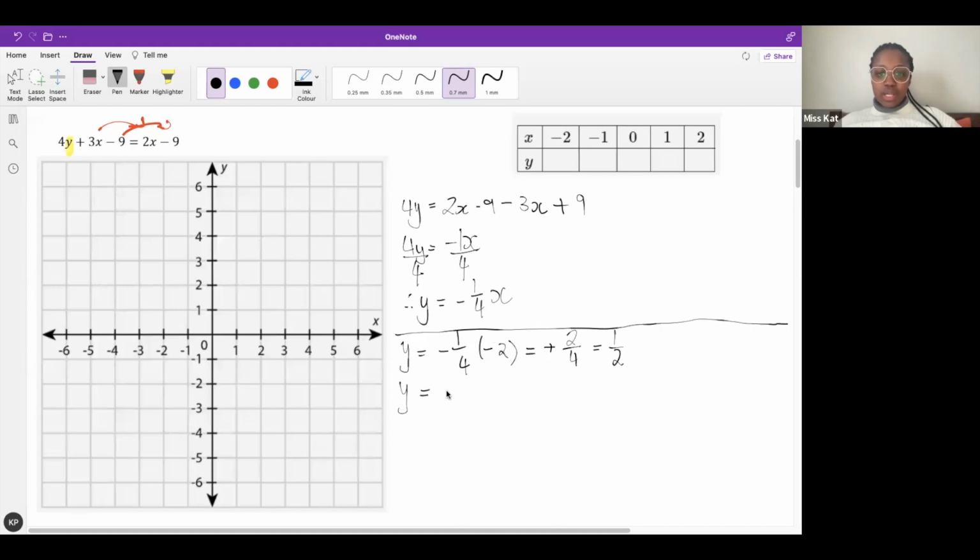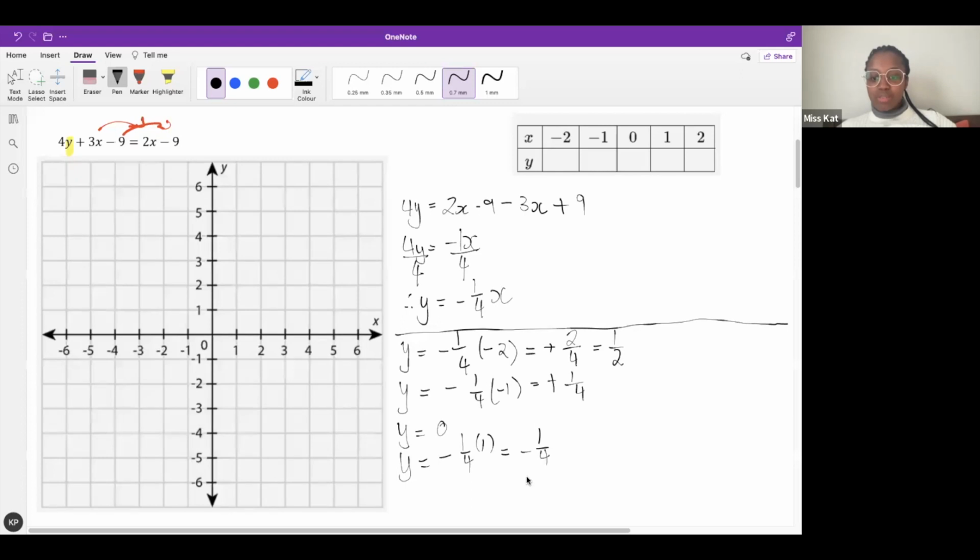Now I'm substituting negative 1. Again, a negative and a negative gives you positive. 1 times 1 is 1 over 4. Now I'm substituting a 0. Anything times 0 gives you what? 0. So we don't even have to go through all of that. It's going to be 0 over here. And now I'm going to 1. It's going to be negative a quarter times 1. Anything times 1 is just that thing itself.